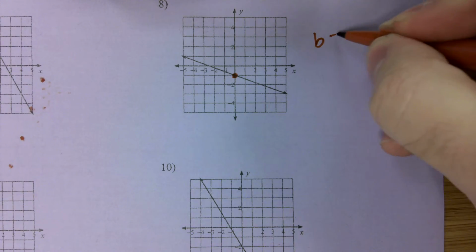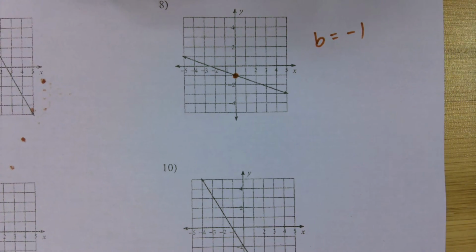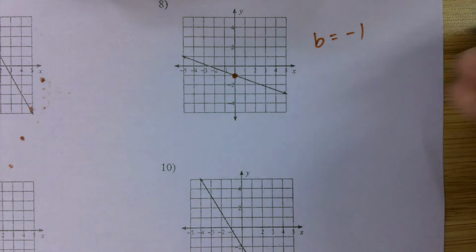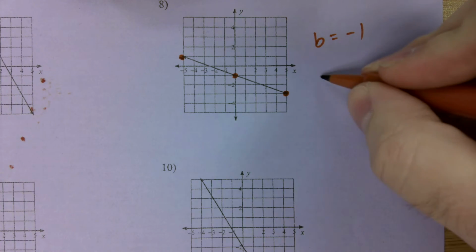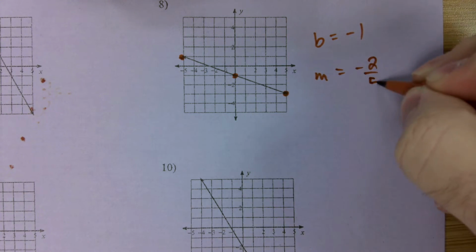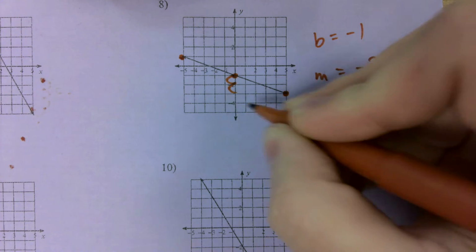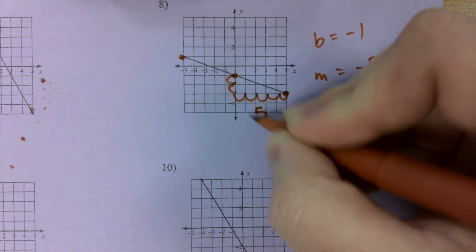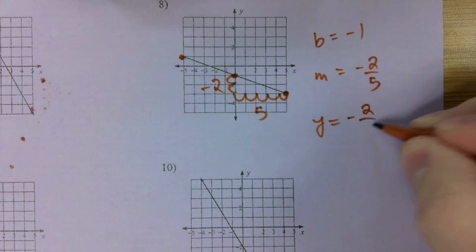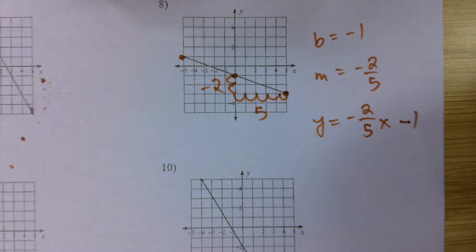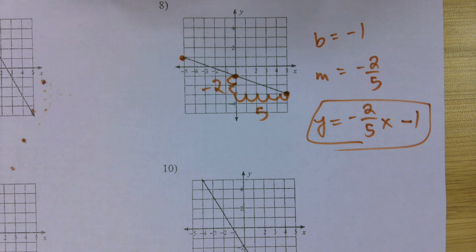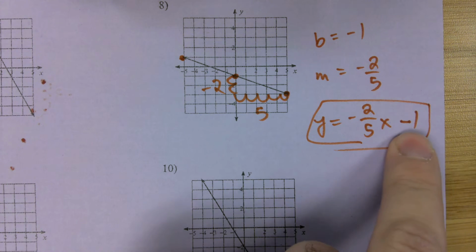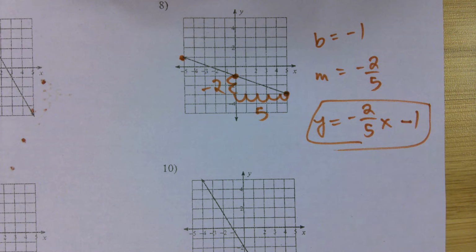Negative 1. Sorry, I'm talking about number 8, not number 7. Negative 1, and then we got a point down here and right up here again. So our m is going to be negative 2 over 5, down 2 over 5. Negative 2/5 x minus 1. Again, because our y-intercept is below the origin, we know it's negative. We'll just subtract that number off on the end of our equation. Sorry, I'll slow down.